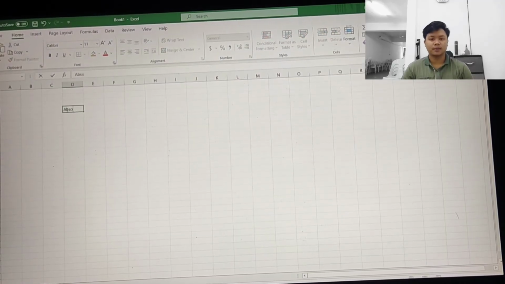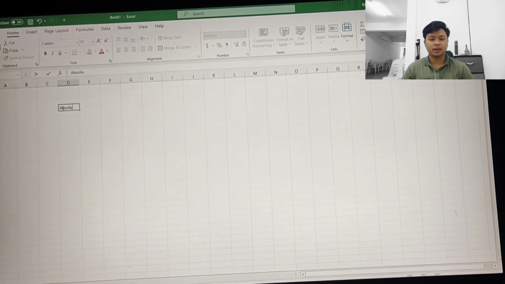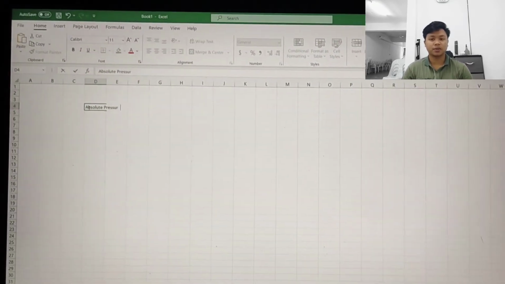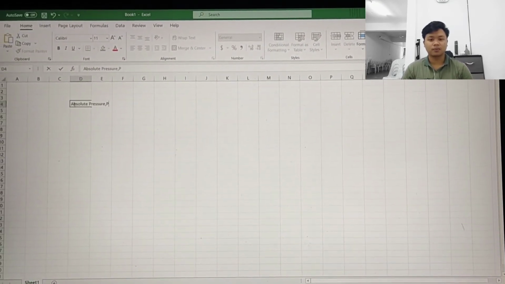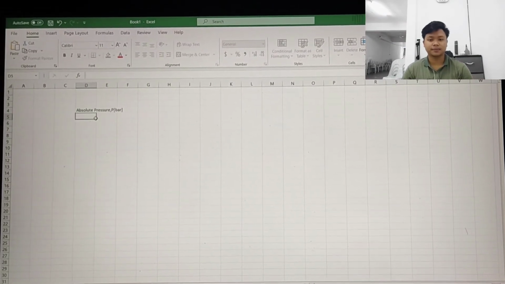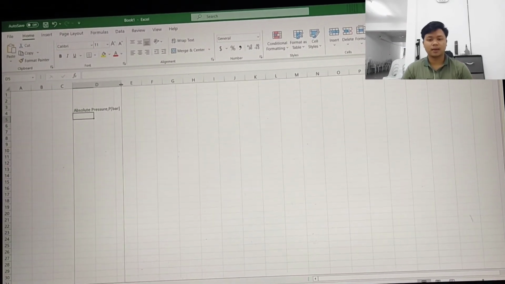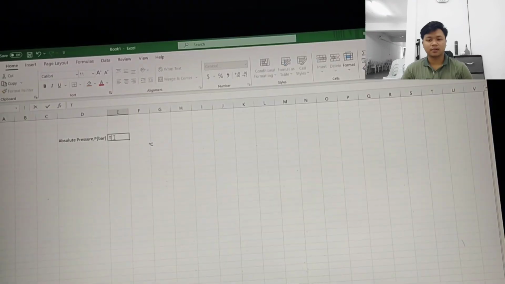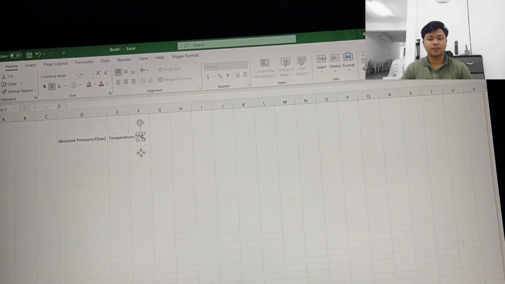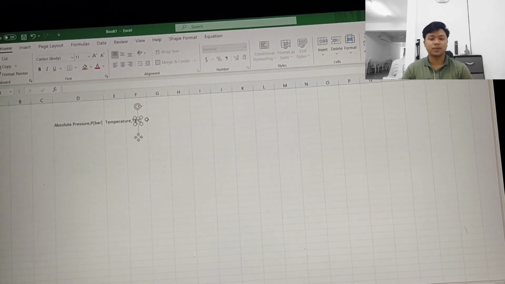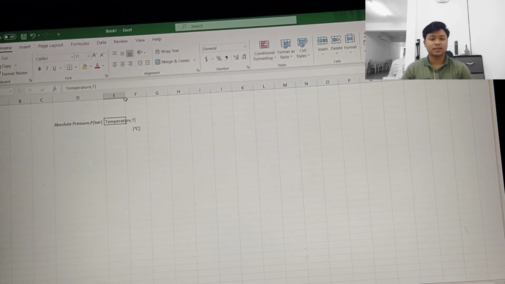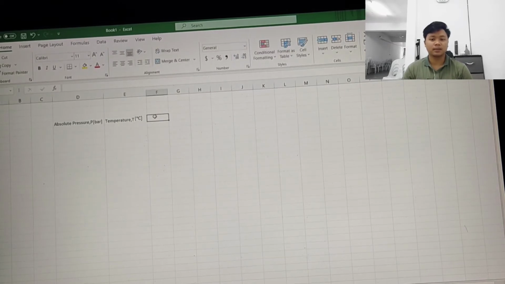Okay, next we go to the data and analysis. For the data and analysis, I use Microsoft Excel to complete and fill up the data. First of all, for the first table, I fill in the absolute pressure P in bar, and the second table is the temperature, and the last table is the temperature from the property table.